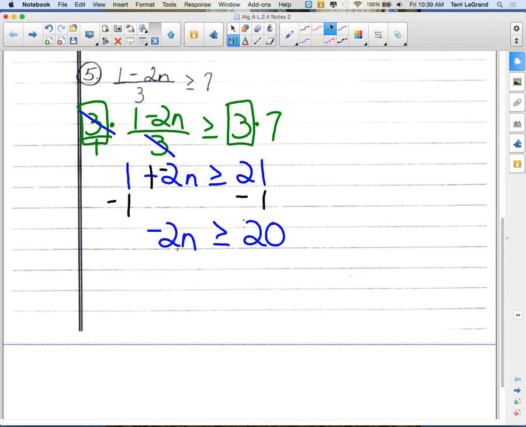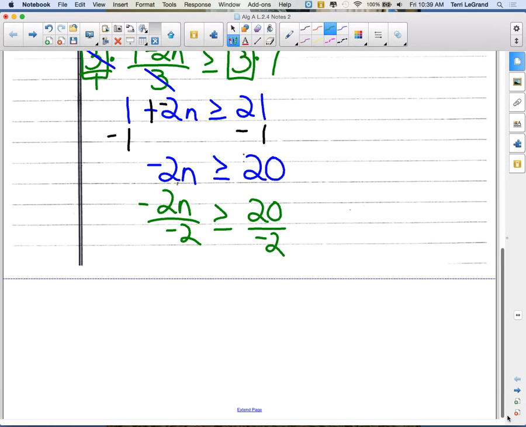Divide both sides by negative 2. So negative 2n is going to get divided by negative 2. The 20 is going to get divided by negative 2. Hands off those calculators. We don't need them. Over here, our negative 2's cancel. We have just n. What do we have to do? Switch the sign, because we divided by a negative, didn't we?